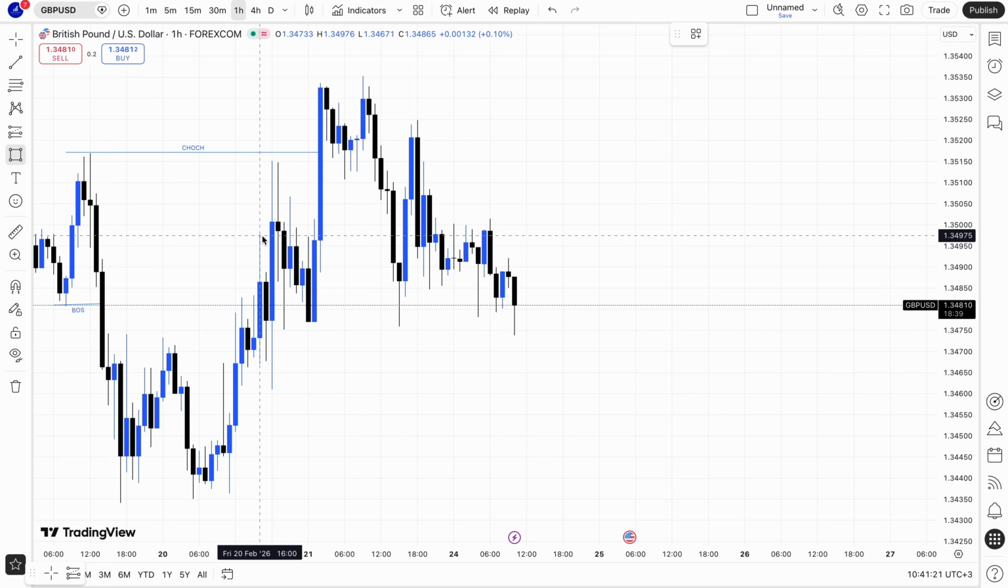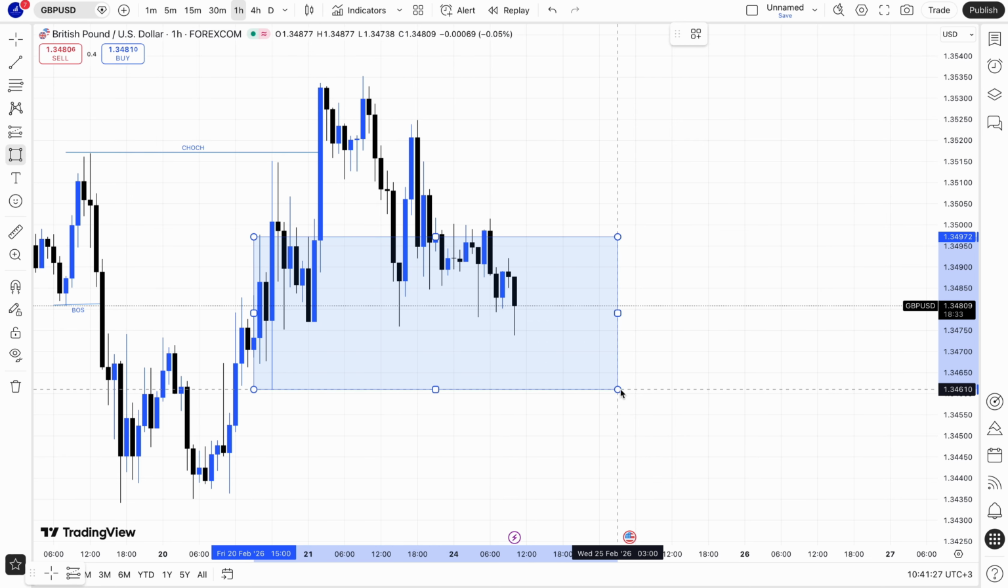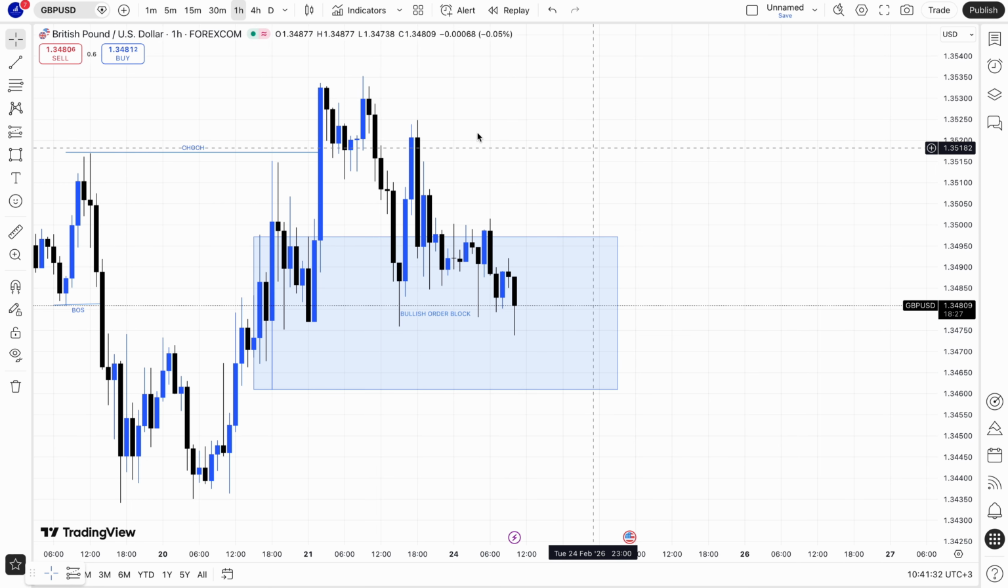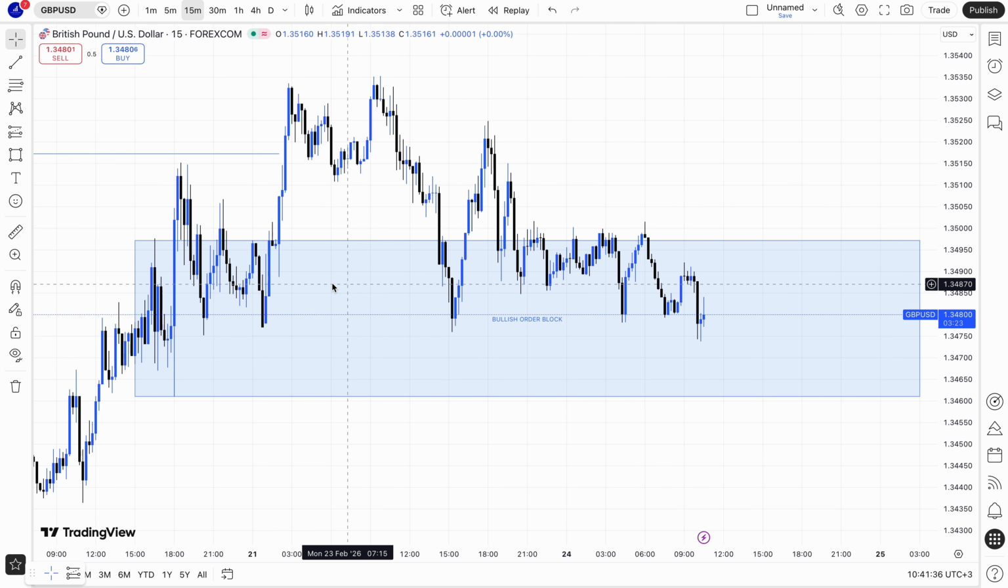Then we have our order block, our first order block, which is from here to here. And if you see on 15 minutes, it's still valid, you can still see it.